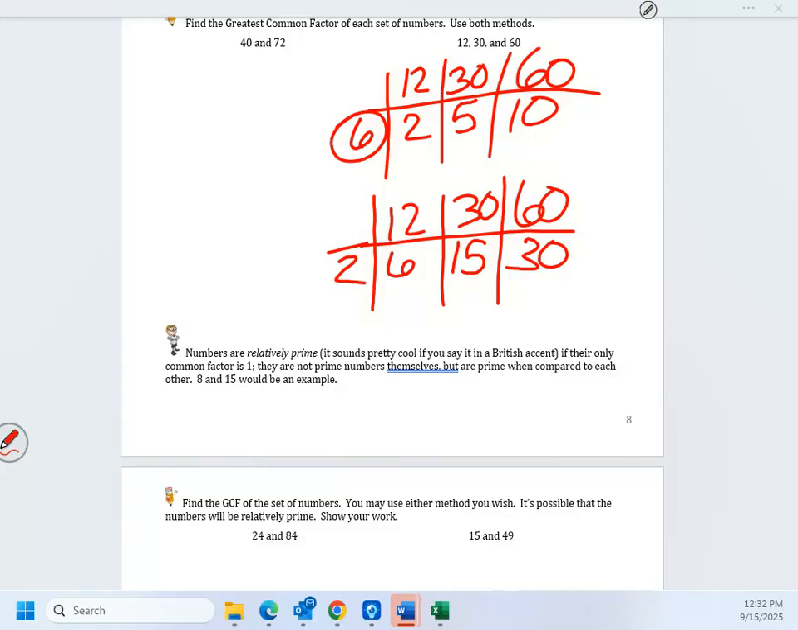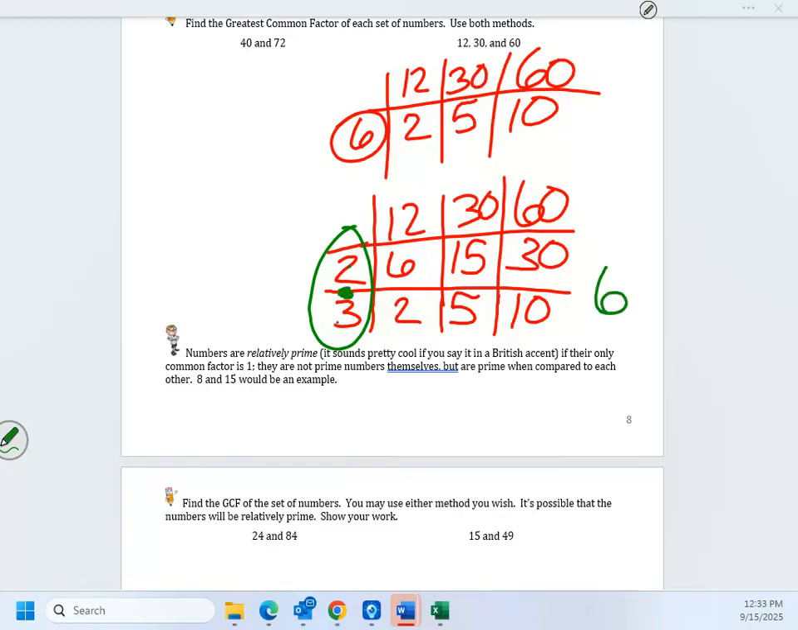Joe? 3. Now I can divide a 3 out. 6 divided by 3 is 2. 15 divided by 3 is 5. 30 divided by 3 is 10. This time I have 2 numbers I pulled out. What do I have to do with those numbers I pulled out, Grace? Multiply them. 2 times 3 gives me that same answer of 6.